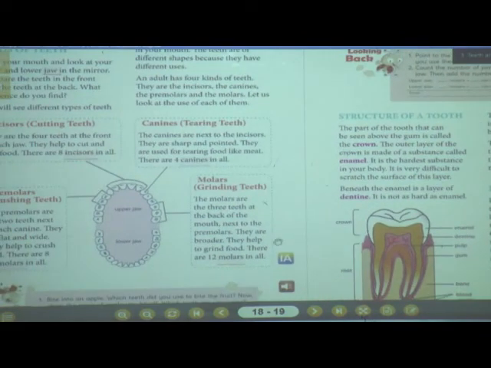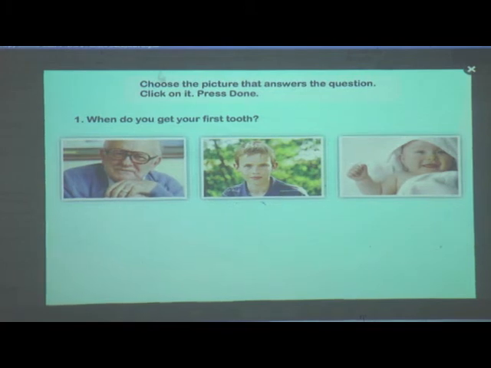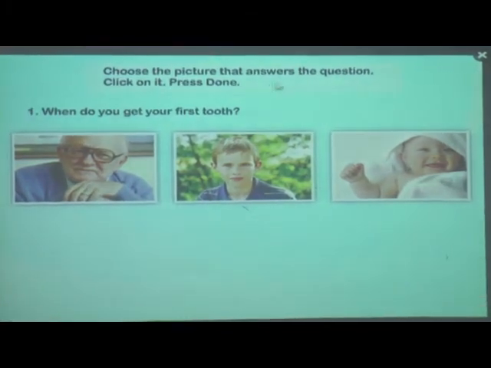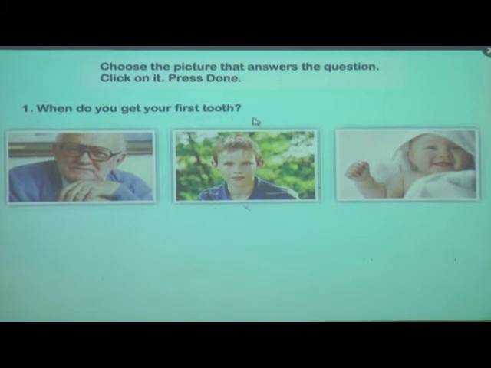Next question is not there. What we will see is what activity is there. See here, some questions are there. We have to choose the picture that answers the question. Here a question is given and we have to choose the correct picture, and that picture only answers that question.